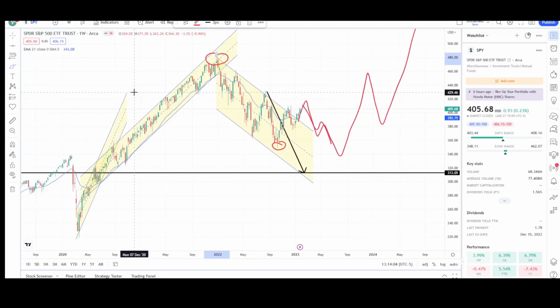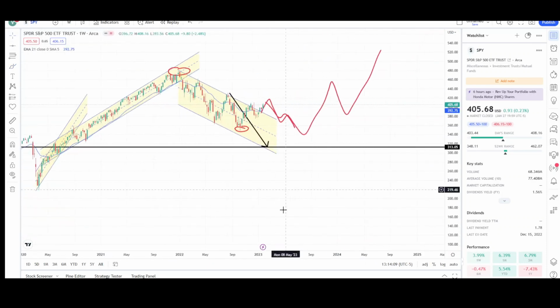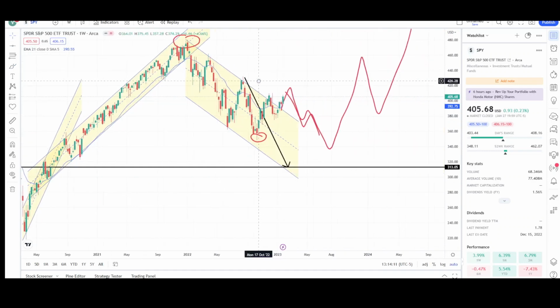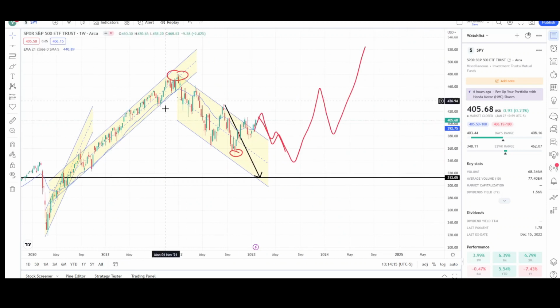So I don't think the bull trend is over. I think this is just a correction in the macro scale. So basically, once this plays out, we should see the uptrend resume. Again, nothing is guaranteed, but in my eyes, it still looks like that.